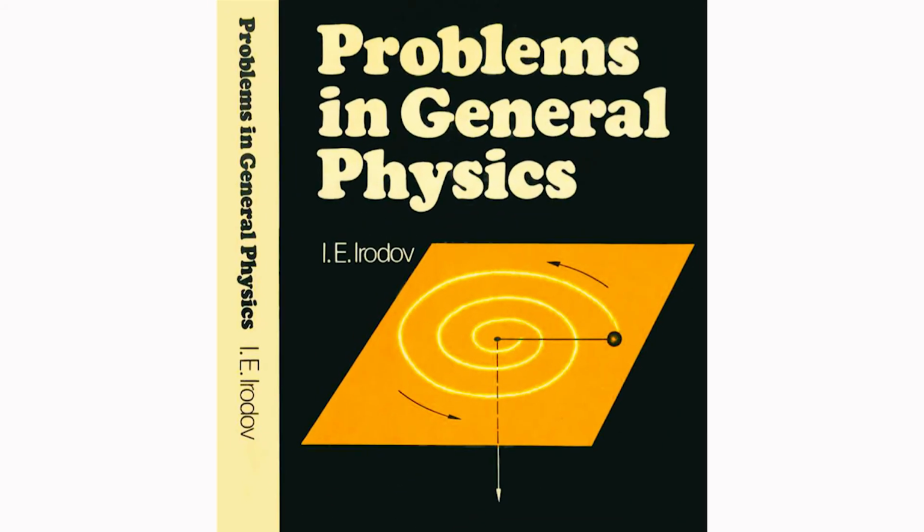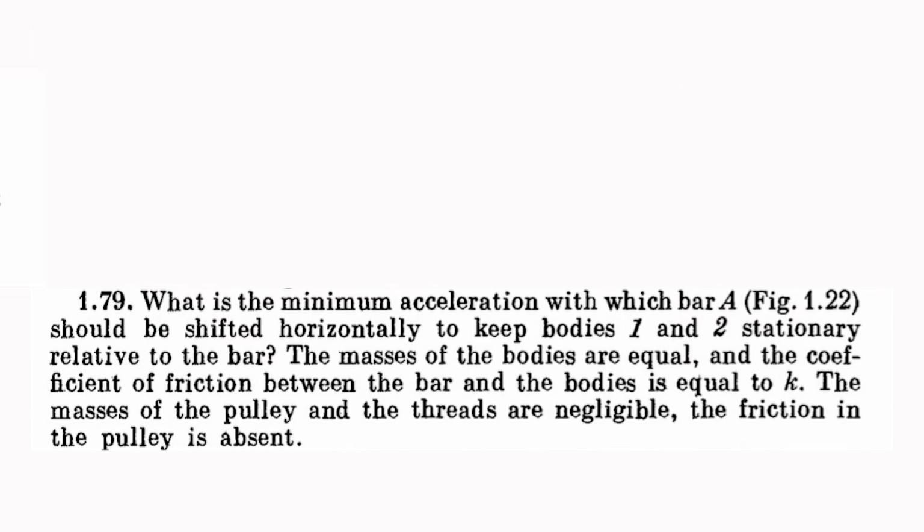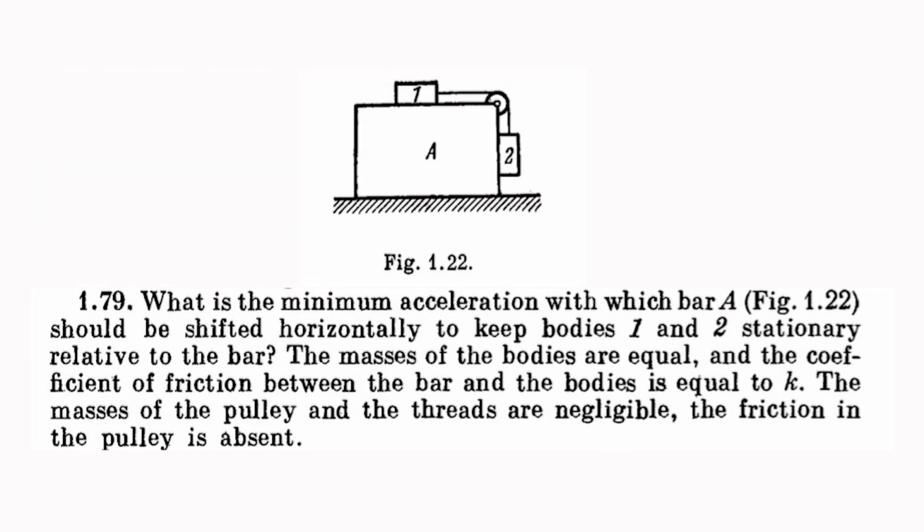Okay, now to the next sum from Irodov, 1.79. What is the minimum acceleration with which bar A should be shifted horizontally to keep this body stationary relative to the bar? Be very careful about the words minimum acceleration. So, there could be a maximum acceleration as well, which is the next sum.